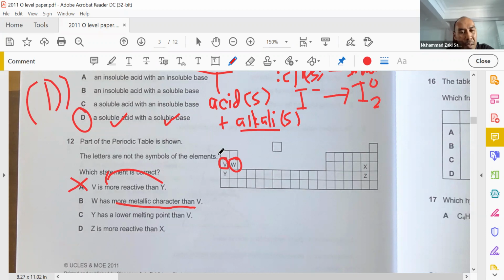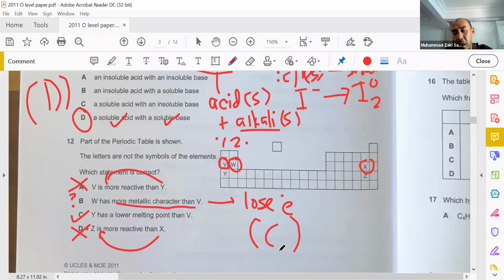We are not sure, so we can read this one first. Remember, metallic character means it loses electrons. But in this case, V and W both lose electrons. In group 1 they lose one electron, in group 2 they lose 2 electrons. Y has a lower melting point than V. This is correct. If you remember group 1 metals, reactivity goes one way, but for group 7 it is the opposite. X should be more reactive than Z. So the answer should be C.